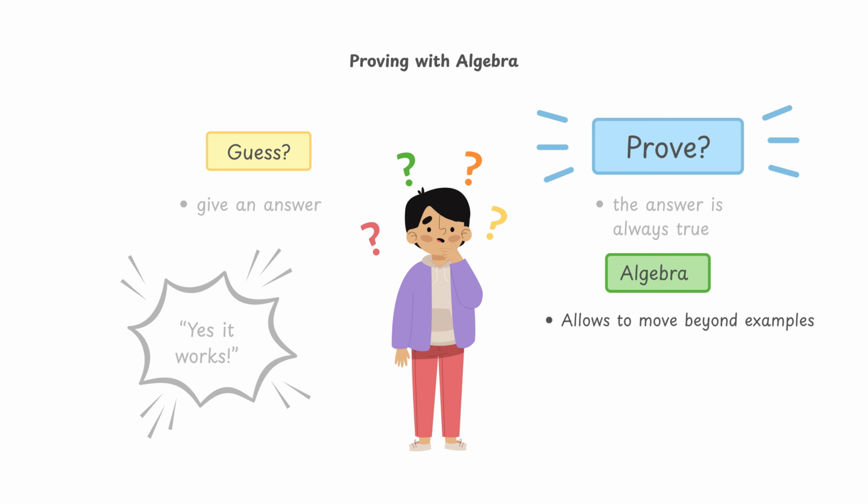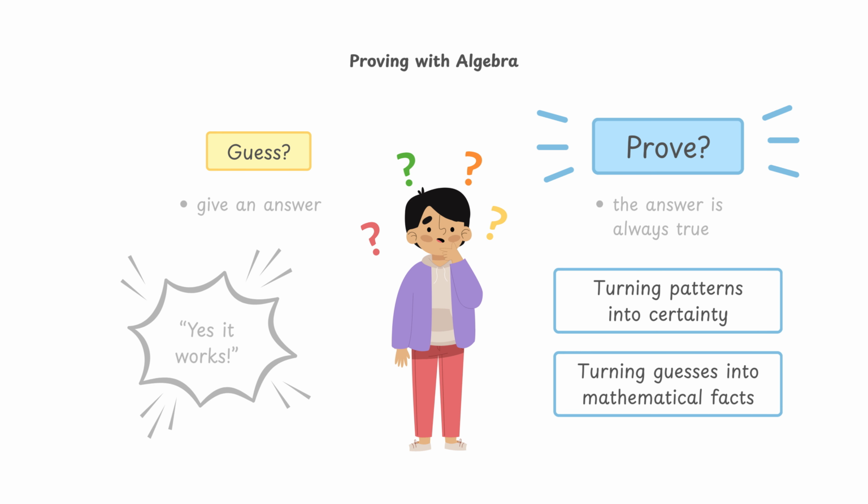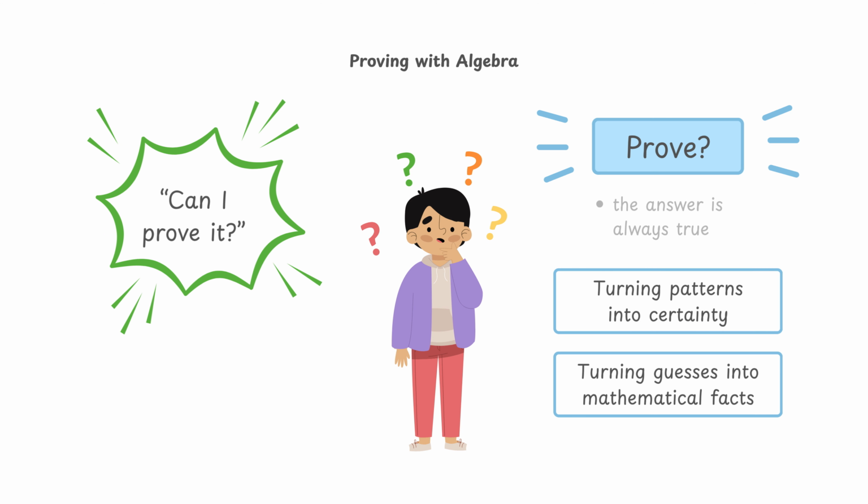Algebra allows us to move beyond examples and show something is true in general. Instead of testing one case, we build a logical argument. Something that works every time, not just sometimes. So in this lesson, we are not just checking answers, we are proving them, turning patterns into certainty and turning guesses into mathematical facts. So whenever you see a statement, don't just ask, does it work? Ask, can I prove it?